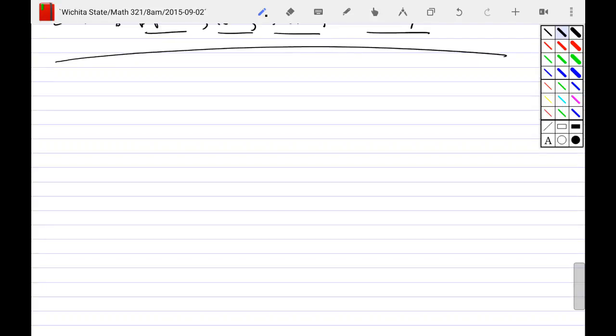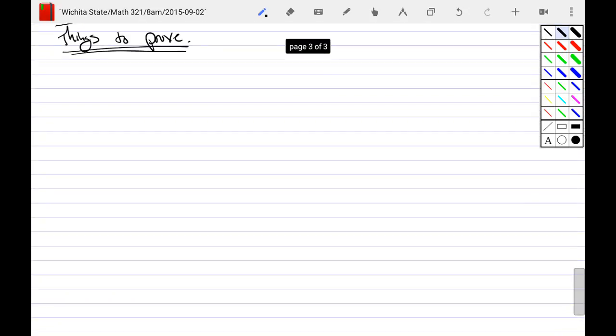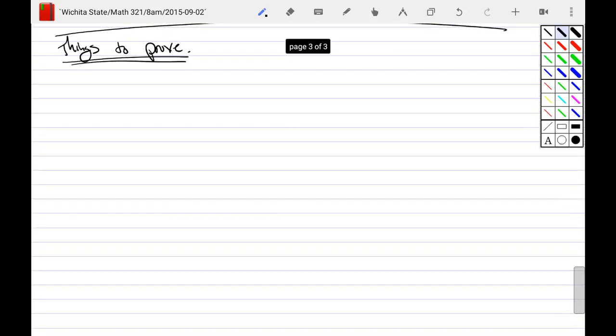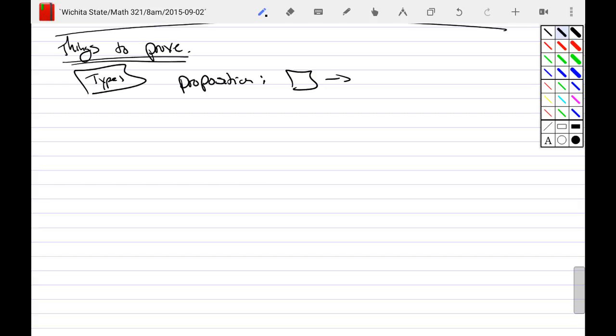So let's go into types. Things to prove. All right, we're going to break the things to prove into particular types. The most obvious first type, say type 1, is you have a proposition that is something implies something, right? If this, then this. This is kind of like a natural form of a proposition.